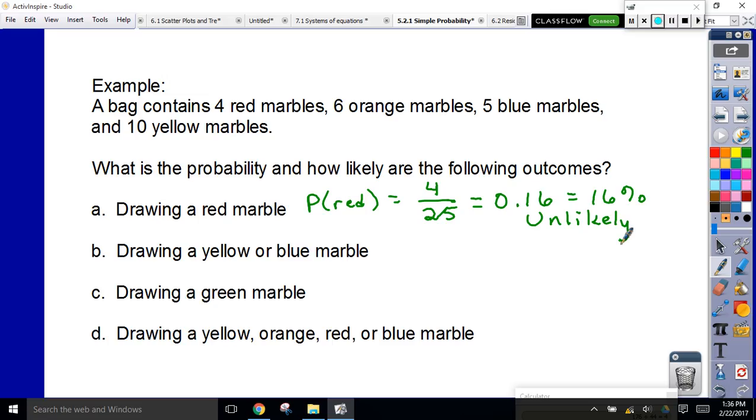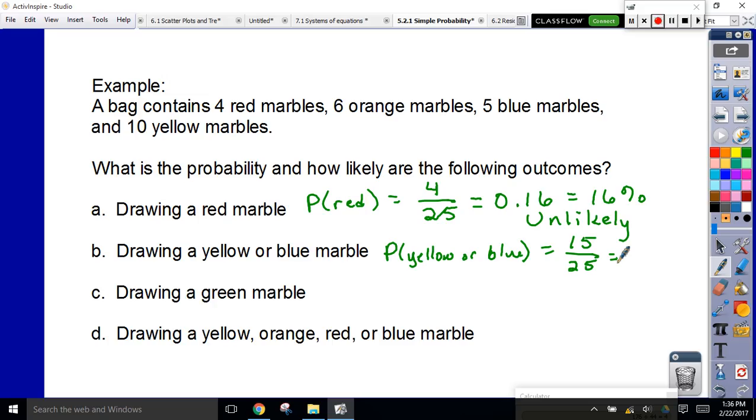We need to go step by step. How many of the marbles are either yellow or blue? There's 10 yellow. How many blue? So how many is that altogether? 15. So there are 15 marbles. Let me write this out. Probability of yellow or blue. There are 15 that are yellow or blue out of how many total? 25. Okay, now do 15 divided by 25 and tell me what you get.